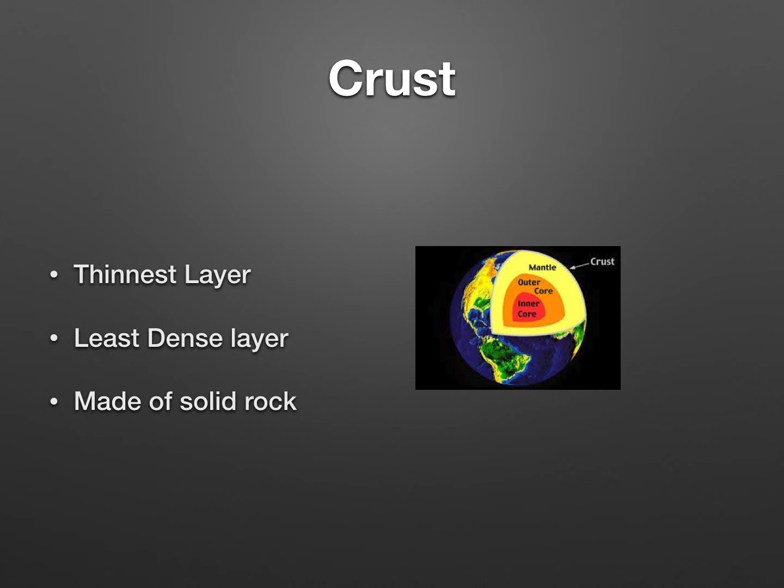So, 4 major layers: crust, mantle, outer core, inner core. You do need to know the order. You do need to know which one's thickest and thinnest. You do need to know which one's least and most dense. And you do need to know what they're composed of. So it goes solid rock, liquid metal, solid metal.